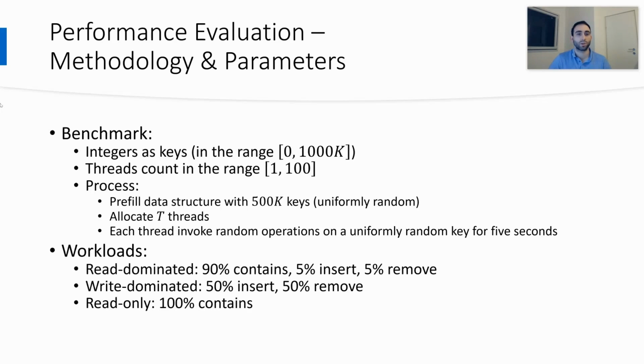We use an integer key space between 0 and 1 million, and in each microbenchmark we increased the number of threads, starting from 1 up to 100. Notice that we intentionally exceeded the number of hardware threads, so we can see how context switches and thread stalls affect the results. In each microbenchmark, we started by pre-filling the data structure with 500,000 keys. Then each thread invoked random operations for 5 seconds according to 3 different workloads: read-dominated, write-dominated, and read-only.